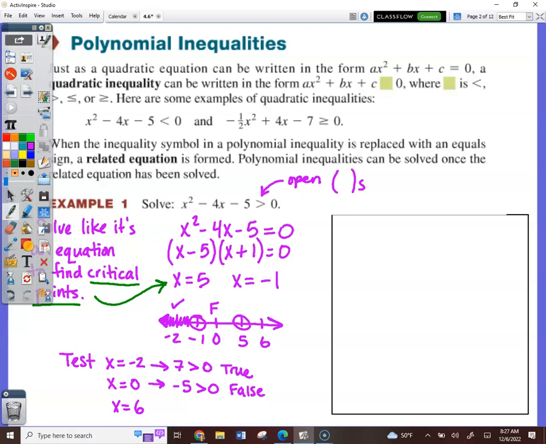Now test 6. -6 minus 24. 12 minus 5, 7. So 7 is greater than 0. We already said that that is true, so 6 was true.